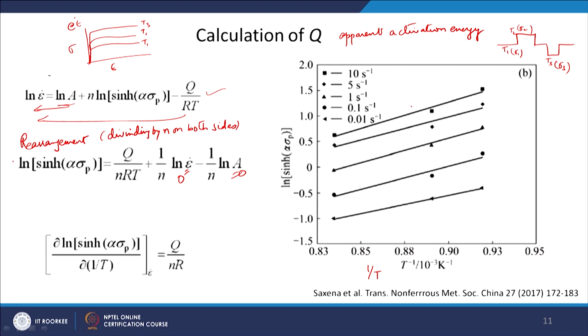Okay. So, now from the slope of this curve, this slope is equal to Q by nR, is it not. So, to get the activation energy, I will multiply nR with the slope. Okay. So, this slope is equal to Q by nR. So, if I multiply the slope with n into R, n already we have calculated earlier, R is your universal gas constant, then I would be able to get the activation energy for deformation.